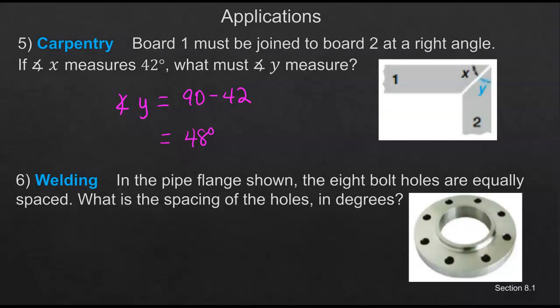On number 6, in the pipe flange shown, the 8 bolt holes are equally spaced. What is the spacing of the holes in degrees? Well, this is a circle, so it has 360 degrees. We would simply take 360 divided by 8, and that's how we would calculate the distance between those, which would make that the holes would be spaced at 45 degrees apart.